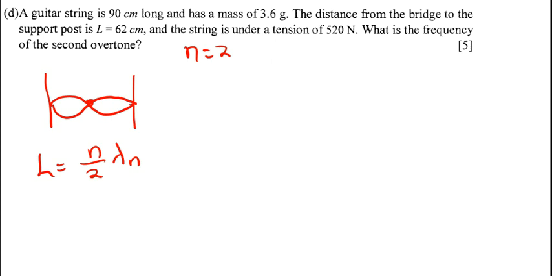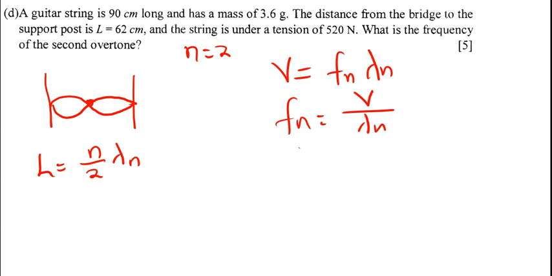We know that V is equal to the frequency, which in this case is the frequency Fn, because we don't know which overtone yet. We are talking about n equal to 2, but for now I'll just say V equals Fn times lambda n. Make F the subject of the formula, so divide both sides by lambda. We end up having Fn equals V divided by lambda.